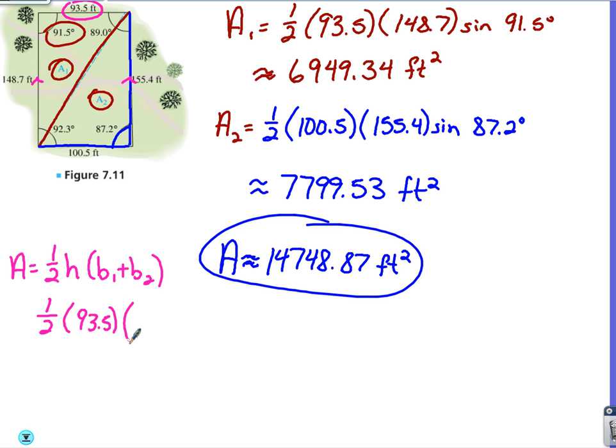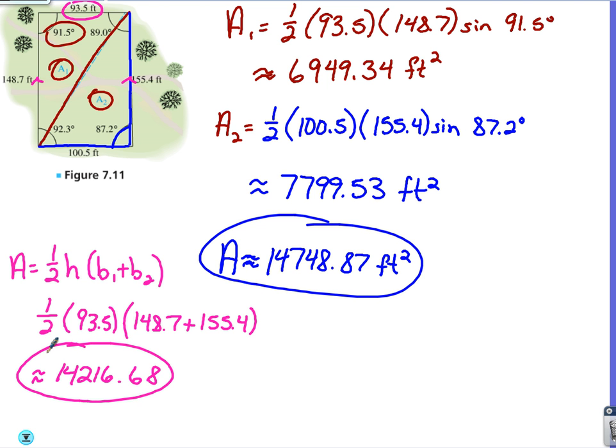Times base 1 plus base 2 will be 148.7 plus 155.4. And you get about 14,216.68. Not bad. It's fairly close, but you lost some area. So you could say, as far as approximating, well, that's nearly a trapezoid and use that to approximate it, but you're not going to get the exact answer. You're going to be about 500 square foot off.